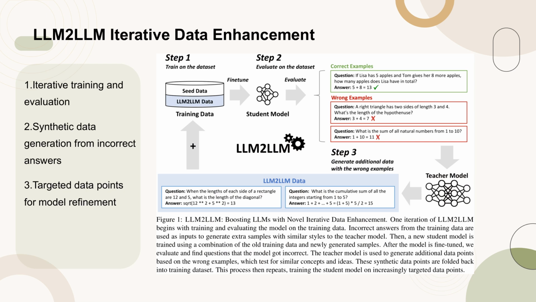Figure 1 illustrates the LLM2LLM process, which enhances large language models, LLMs, through iterative data enhancement. The process starts with training and evaluating the model on the training data. Incorrect answers are then used to generate additional samples similar to the teacher model's style. A new student model is trained using both the original data and the newly generated samples.